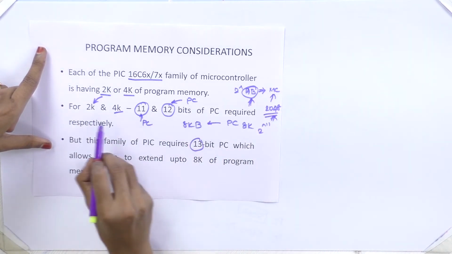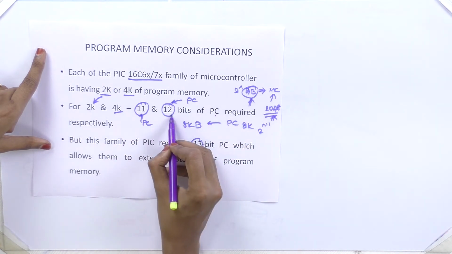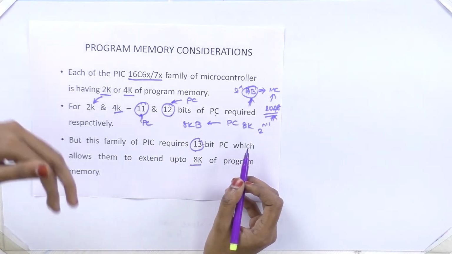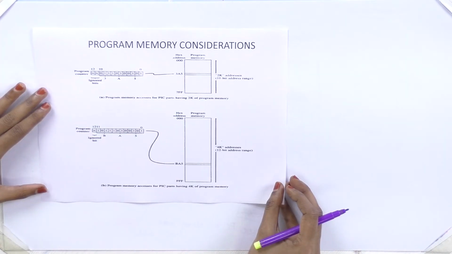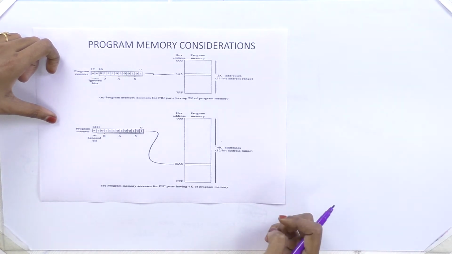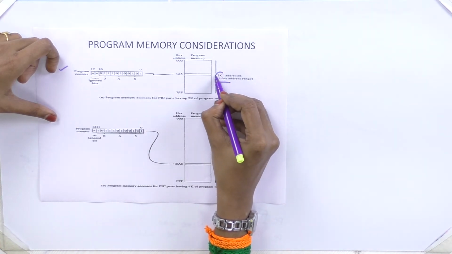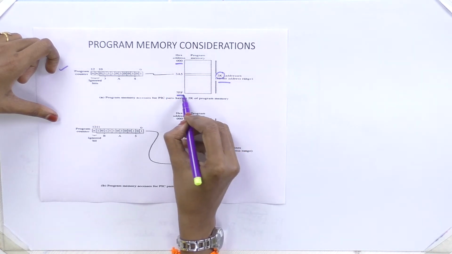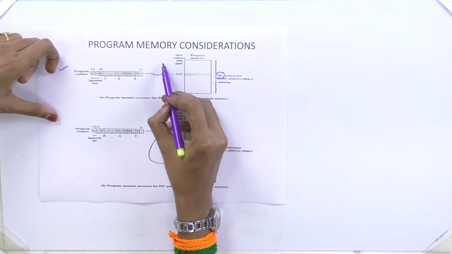So for 2K of memory, the program counter is 11 bit, for 4K it's 12 bit, for 8K it is 13 bit. So up to 8K of memory can be used with a PIC microcontroller. Now we will see how this program counter can be used for addressing the memory. First, for 2K of memory, the addresses will be from 0000 to 7FF. This is the last address, and this is the first address.